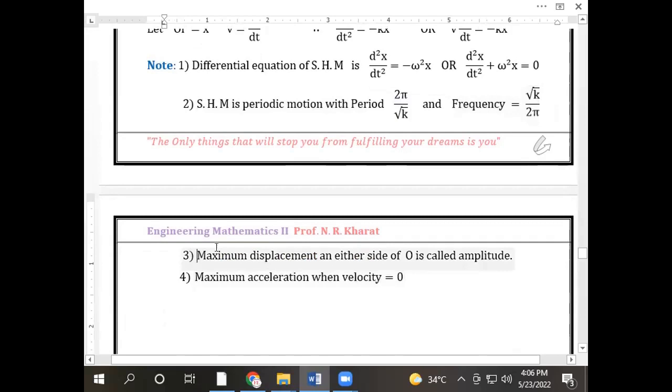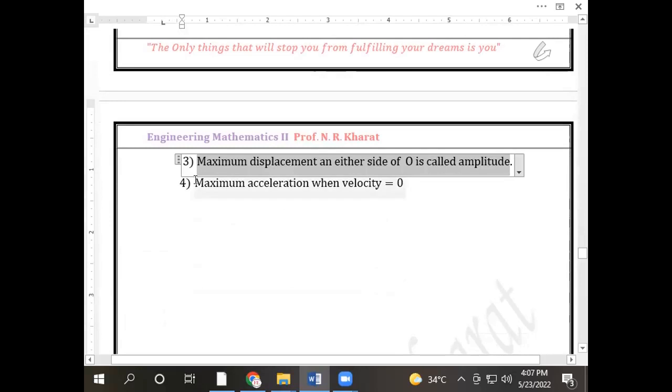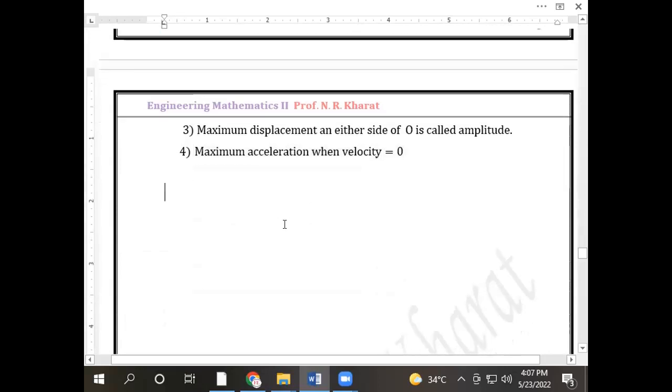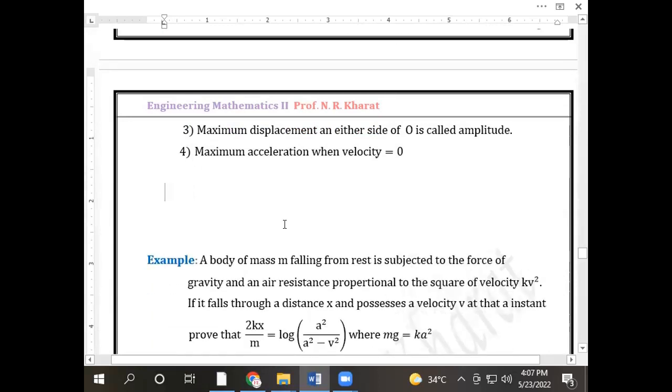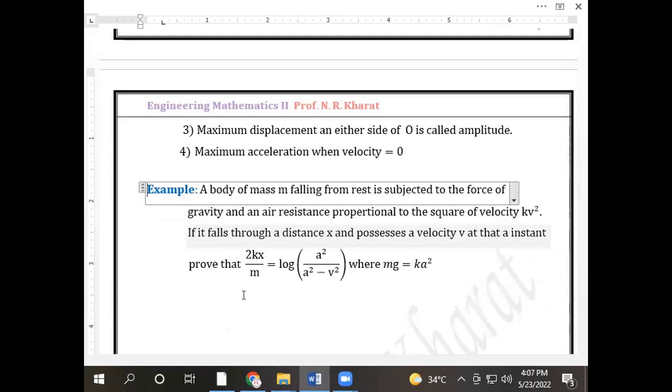The third important note is that the maximum displacement on either side of O is called the amplitude. It means we have to find the maximum distance from the point O on either the left hand side or the right hand side. It is said to be the amplitude. The maximum acceleration occurs when the velocity is 0. These are the 4 important notes. So we will see one example of this.